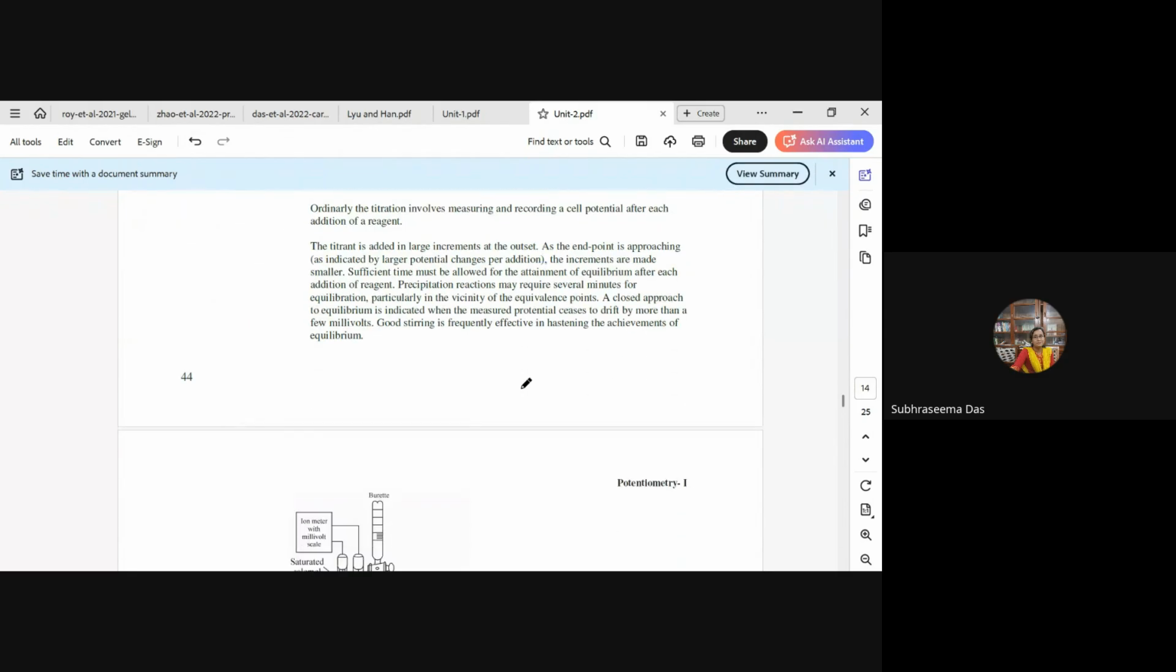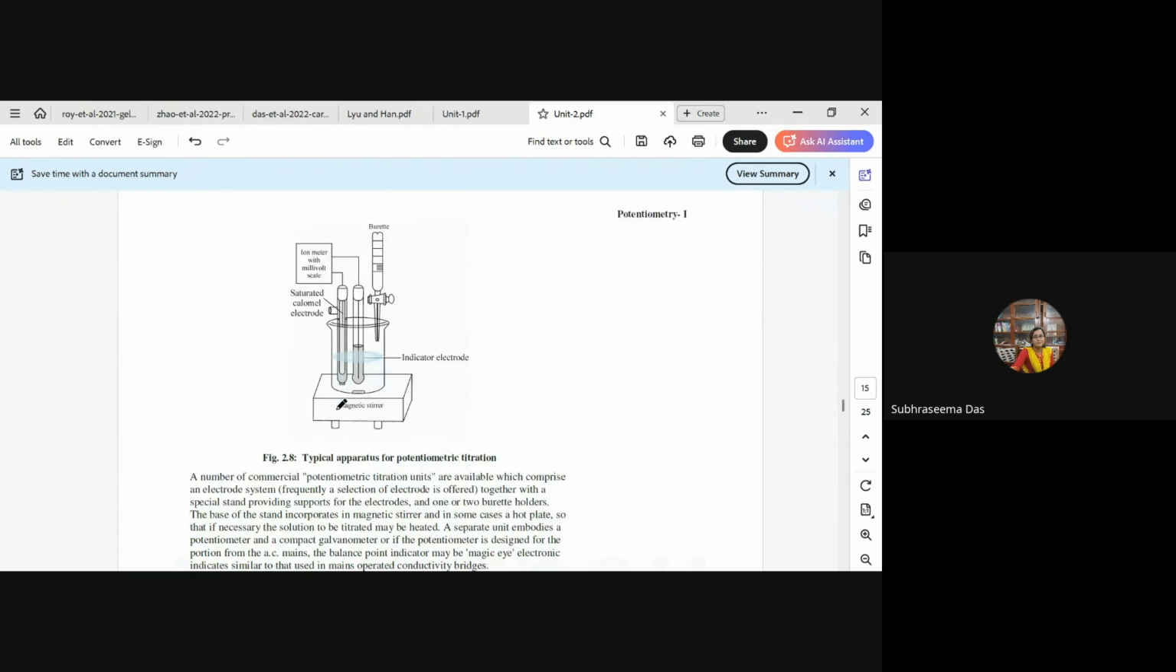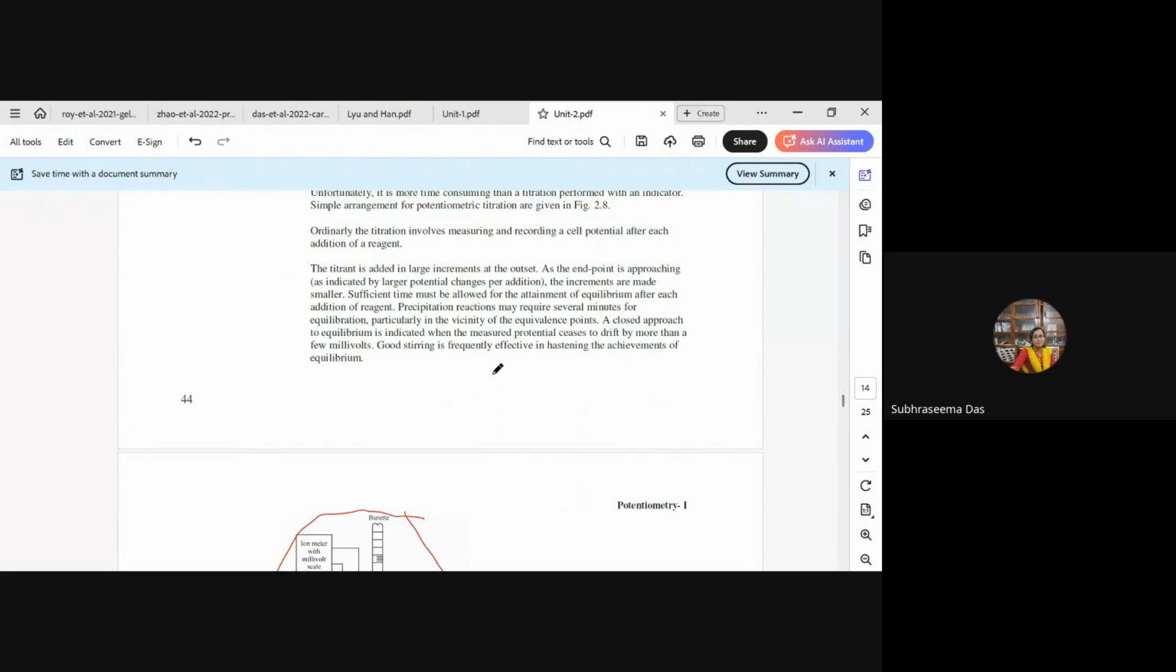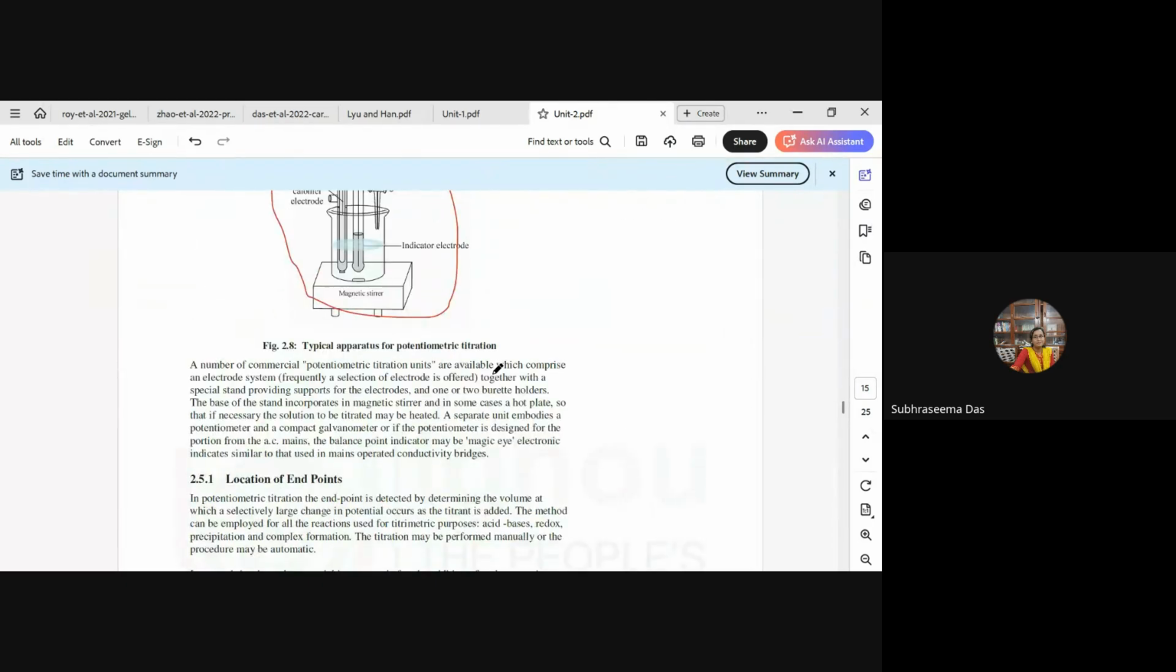If we look at figure 2.8, you can see a typical apparatus for a potentiometric titration method. The titrant is added in large amounts at first. When the endpoint approaches, the increments are made smaller. After that, sufficient time is given for achievement of equilibrium. A number of commercial potentiometric titration units are available, so we can buy these units directly from the market.